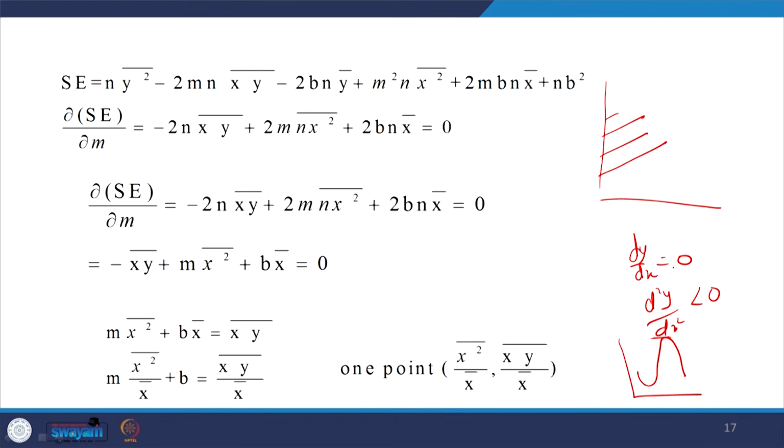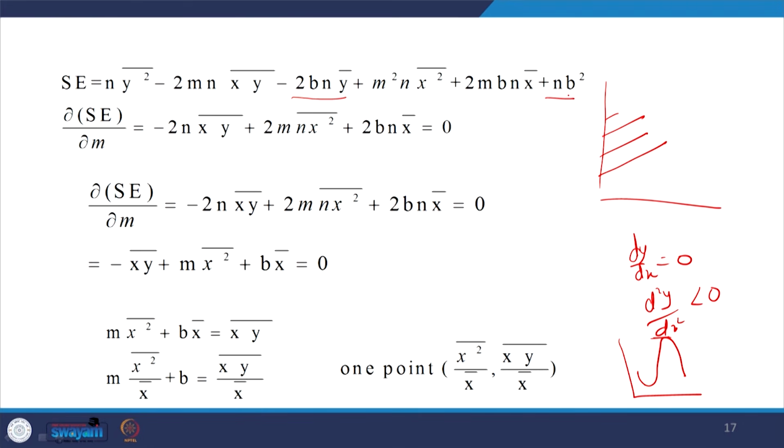Here x is a variable. For example, here the m, the slope, is a variable and the b, the y intercept, is a variable. Because there are two variables, we partially differentiate this squared error first with respect to m. When you partially differentiate with respect to m, there is no m in the first term, so there will be minus 2n xy bar, plus, here also there is no m term so 0, then 2m n x square bar, here there is an m term, 2b n x bar, and this will become 0. Then equate it to 0.